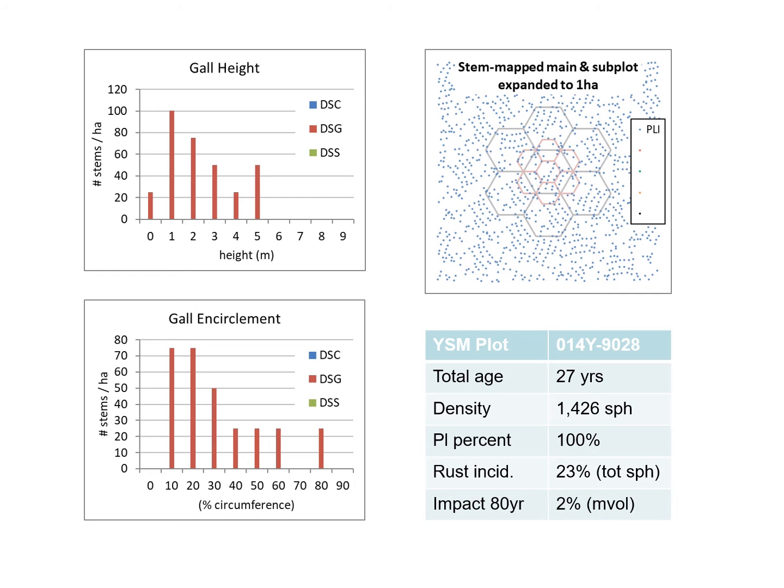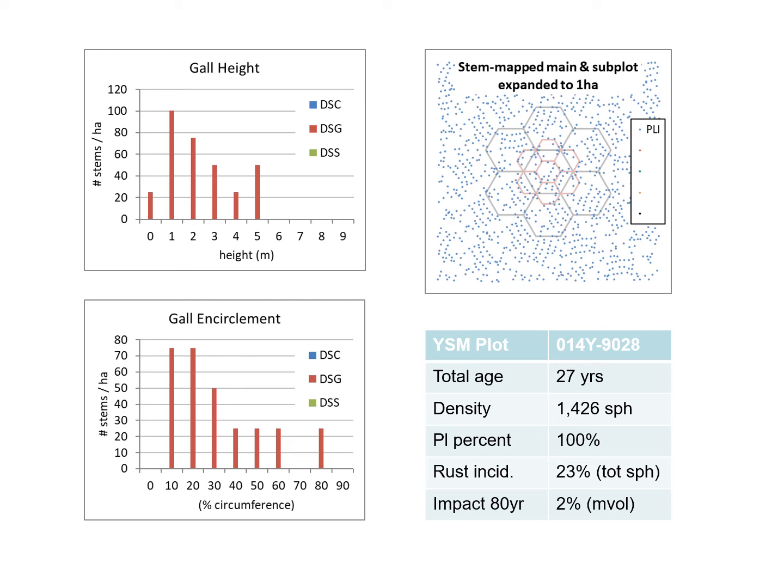Further detail is provided here for an example YSM plot in the Lakes TSA. This plot was 27 years old at time of measurement, comprising 100% pine with a density of 1,400 stems per hectare. DSG was recorded on this plot at 23% measured incidence. Looking at the gall height chart, galls were measured up to 5 meters in height, with most galls between 1 to 2 meters in height. Looking at the gall encirclement chart, the majority of galls were at 30% encirclement or less.